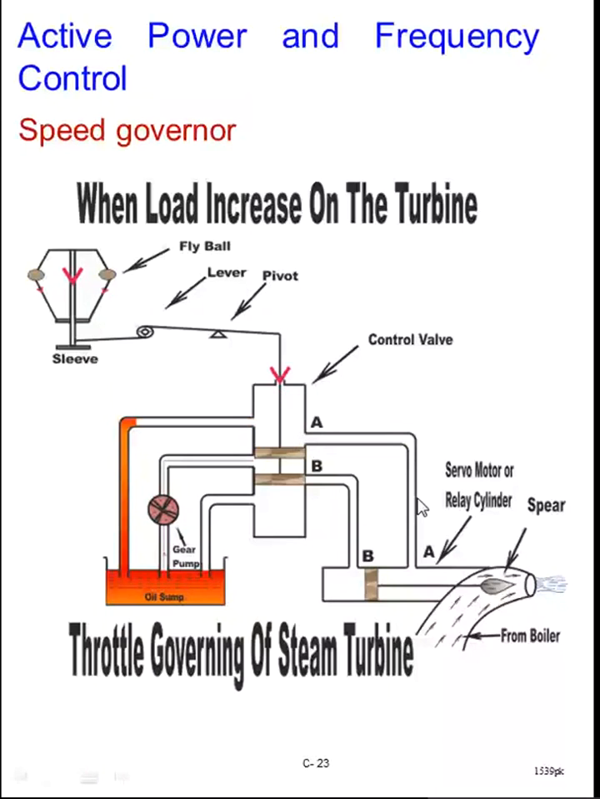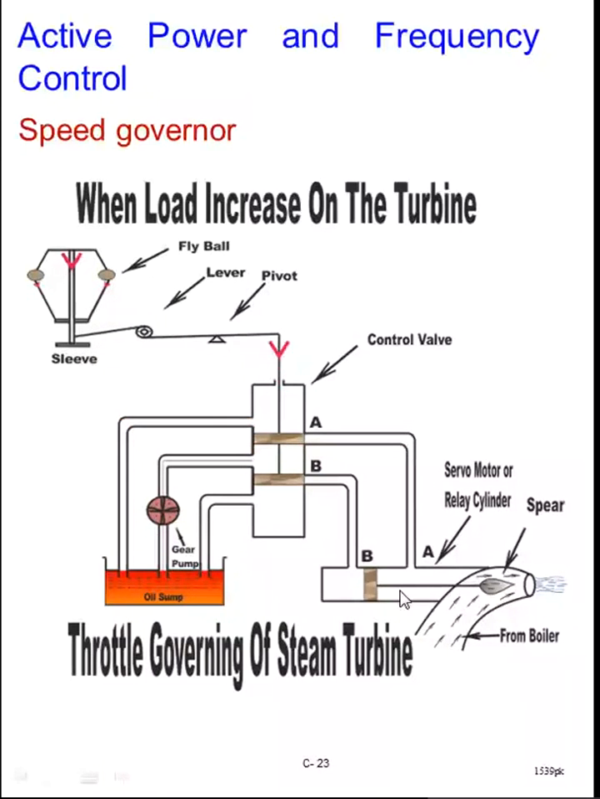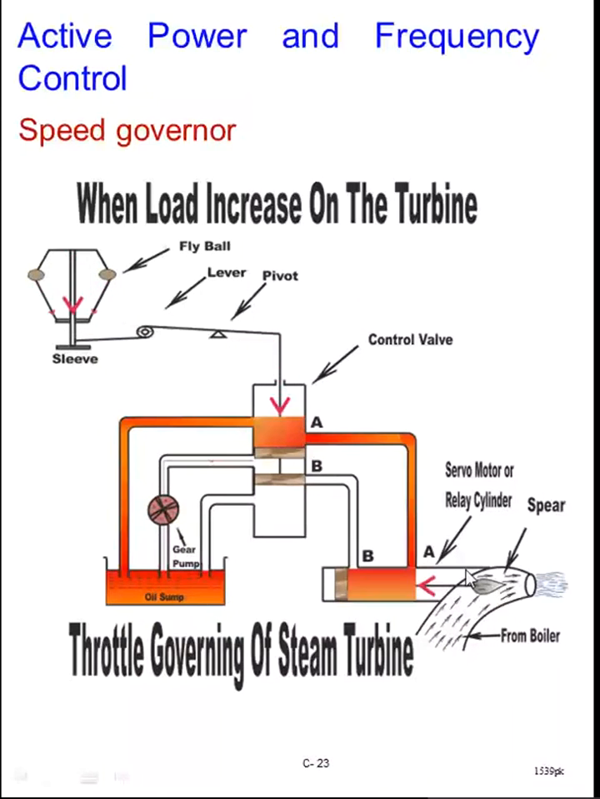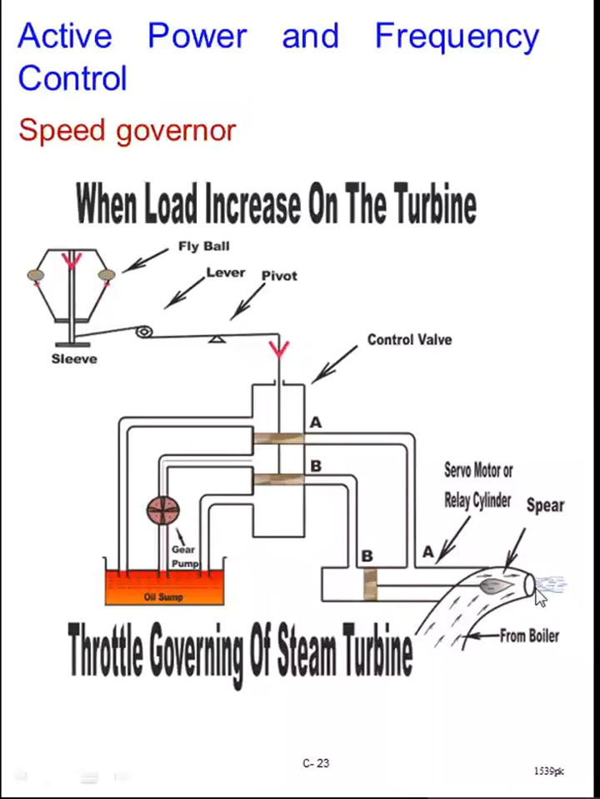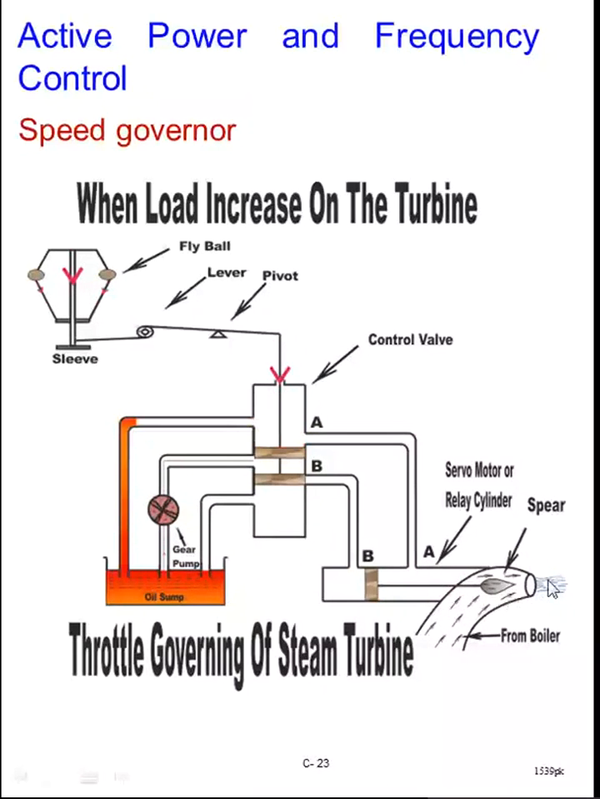When the oil is pumped to this side of the duct, it will be at a high pressure, and as a result, this piston in the cylinder will move to the left hand side. The sphere on the nozzle point, this is the nozzle point, will move to the left hand side, and thereby the opening of the nozzle is increased, and thus more steam will flow to the turbine blades.